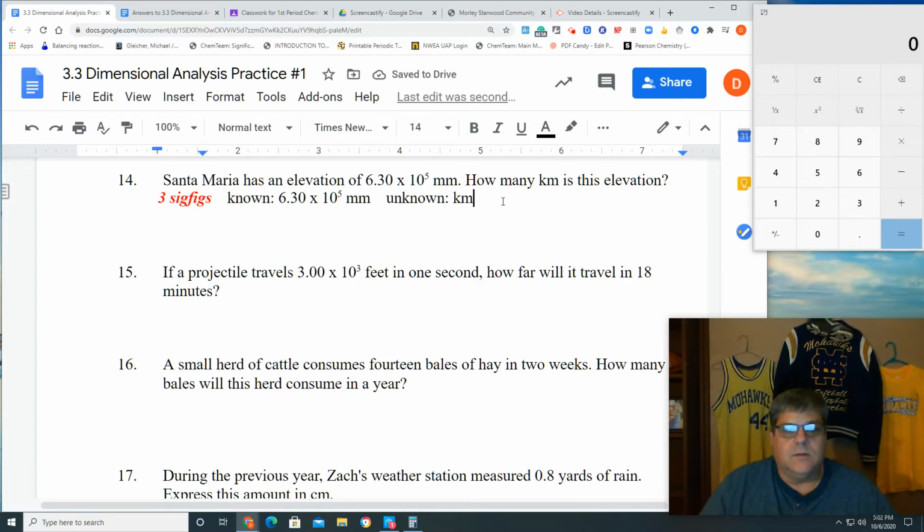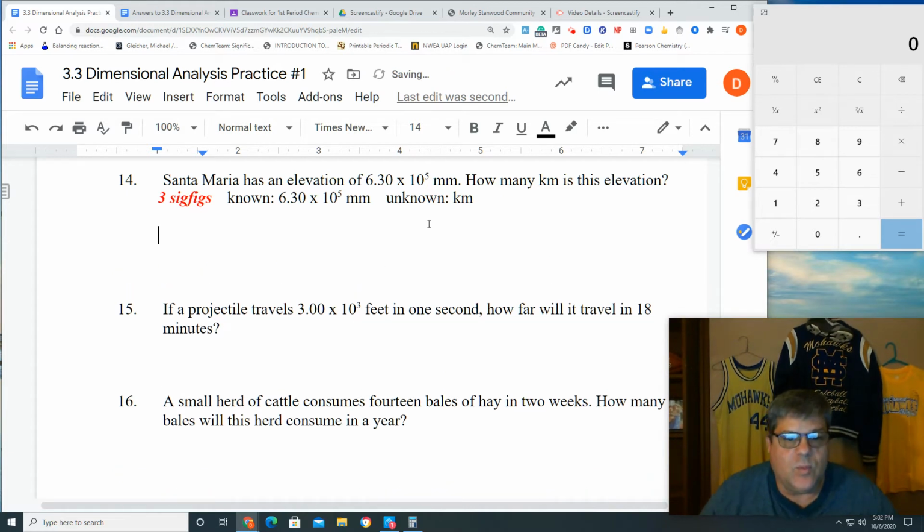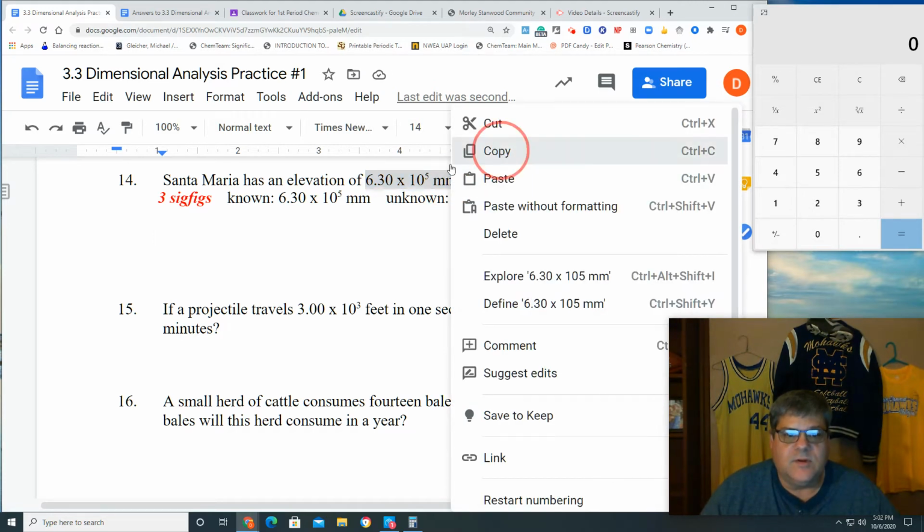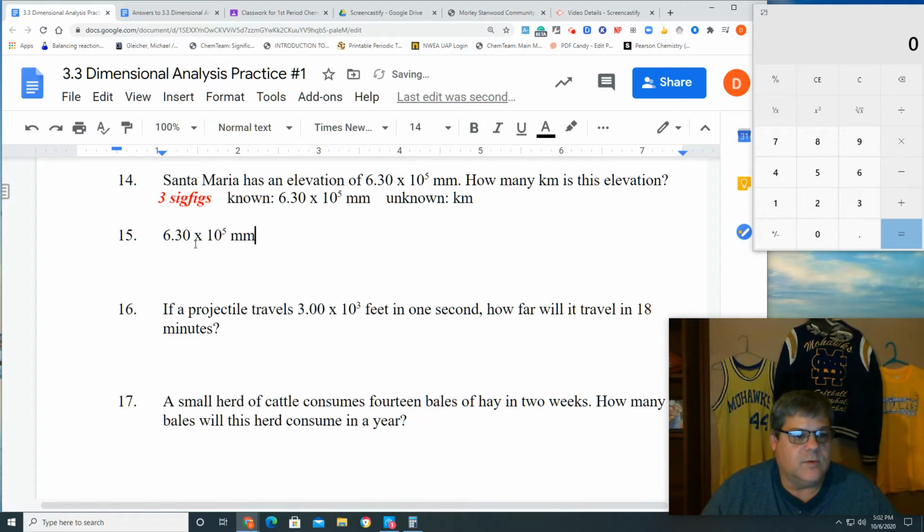So what do we start off with? Well, we always start off with the number that's in the problem. So we're going to take this number right here in the problem, copy that, and put that over here. Once we do that, we're going to put our handy dandy times in a line. Now we're going to go from millimeters to kilometers. So we're going to put millimeters down on the bottom, and we know that the unit on the top is going to be kilometers.